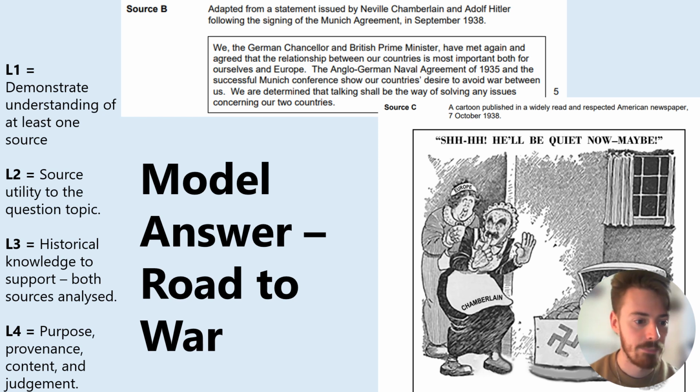Now let's look at source C. A cartoon published in a widely read and respected American newspaper in 1938. So this is from America, who's now very much far away from our League of Nations, far away from world politics in Europe, the lead up to World War II in Europe, basically. They're very far away from their understandings now. And they're going, shh, shh, shh, he'll be quiet now, maybe.